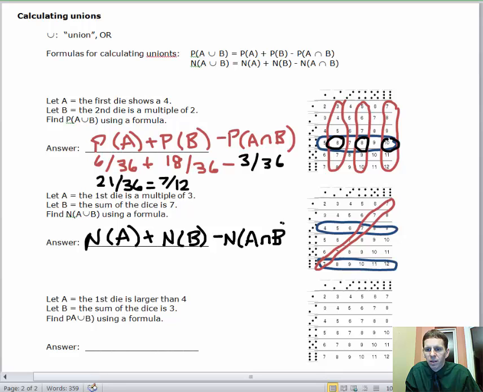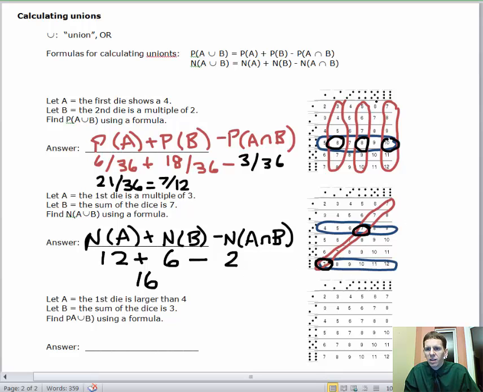So for event A, there were 12 different ways that were circled in blue. For event B, there were 6 different ways circled in red, and there were 2 ways that got circled twice. We don't want to double count those, so we subtract those off. 12 plus 6 is 18, minus 2 is 16, and there are 16 different numbers that are circled here.